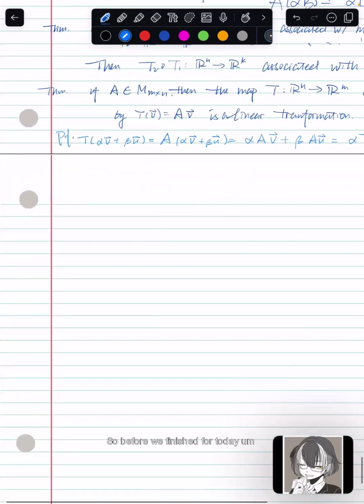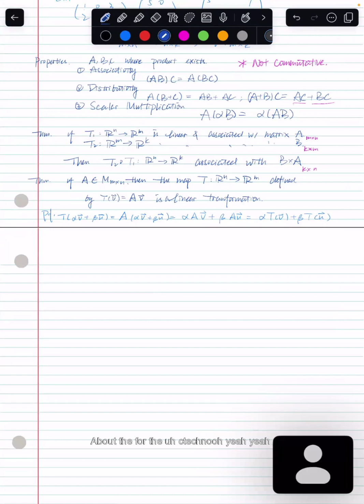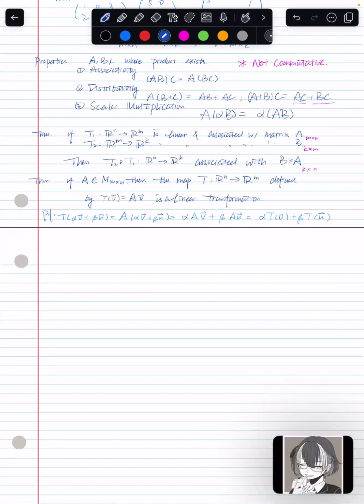So before we finish for today, did you try the software you were talking about? For the Celtic knot. Oh yeah. I think even if it works for Celtic knot, it will be hard if we want to do the Chinese knot.